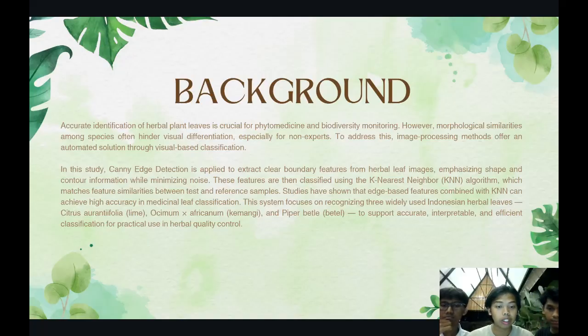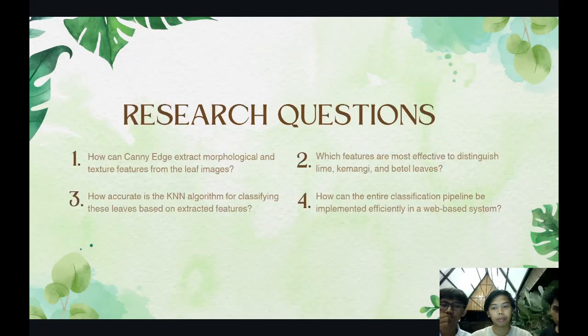This system focuses on recognizing three widely used Indonesian herbs: Citrus aurantifolia or lime, Ocimum basilicum or kemangi, and Piper betle or betel or sirih, to support accurate, interpretable, and efficient classification for practical use in herbal quality control.